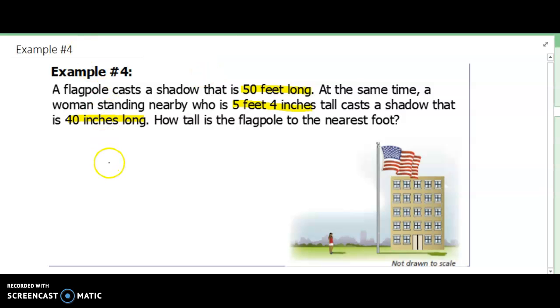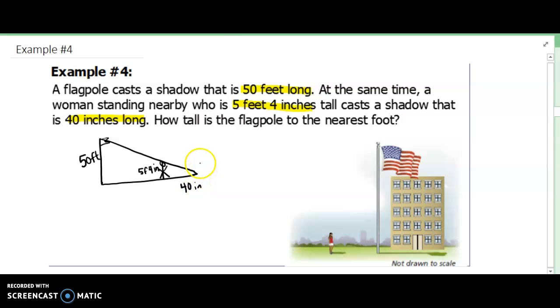So what I'm going to do first is I'm going to go ahead and draw an image. Okay, so this is the flagpole here, and its shadow is 50 feet. Okay, and here's my woman, I don't know, right here. Don't make fun of my stick, people. I'm not an artist. Here's my woman. She is 5 foot 4 inches, and she casts a 40-inch long shadow.